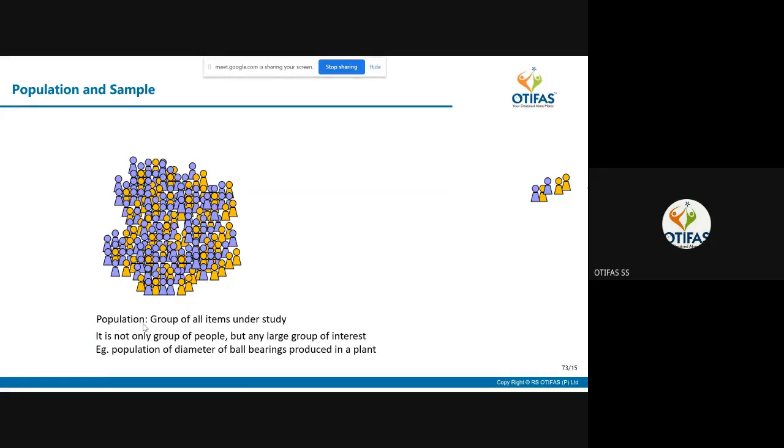So from that, you can take representative samples. For example, every morning, every 1 hour, they take a sample of two like that. It depends upon the company how to study and how to take samples from the population. So population means it's not only the human population, it is anything under study.